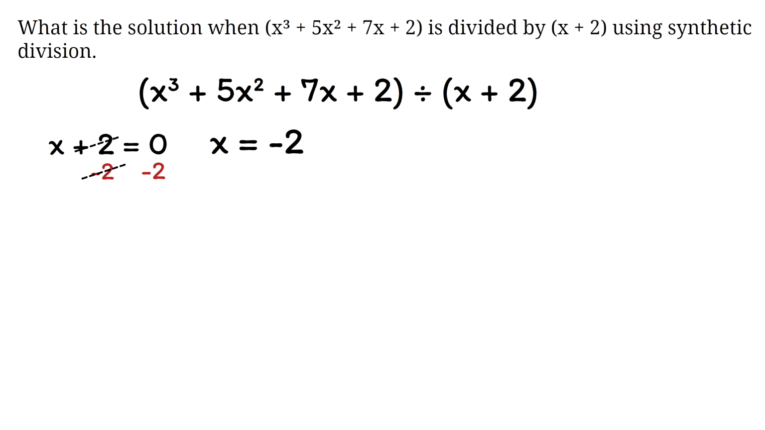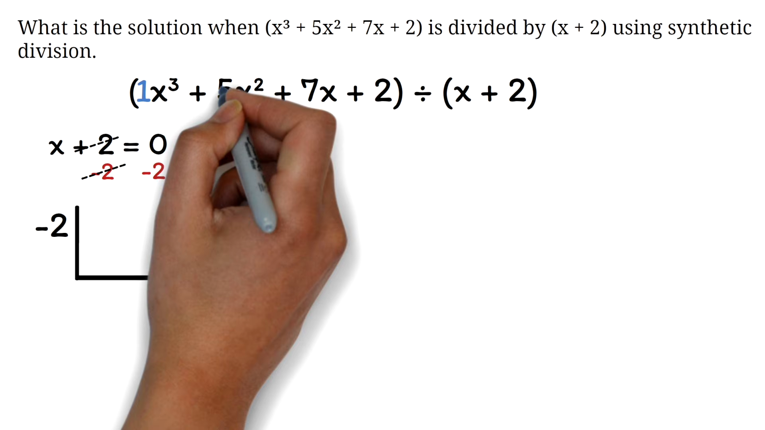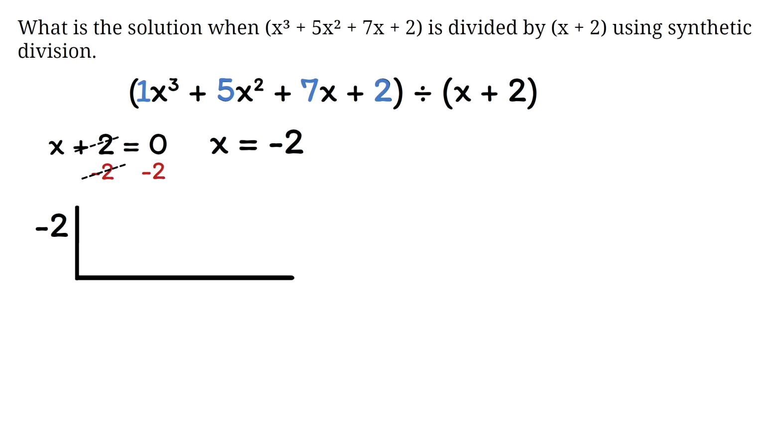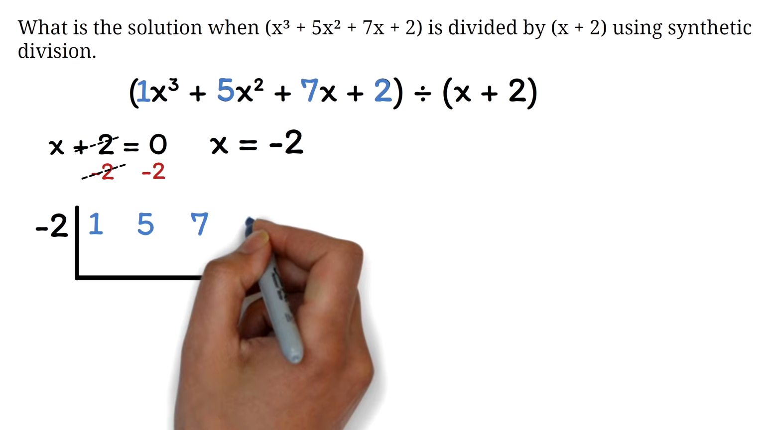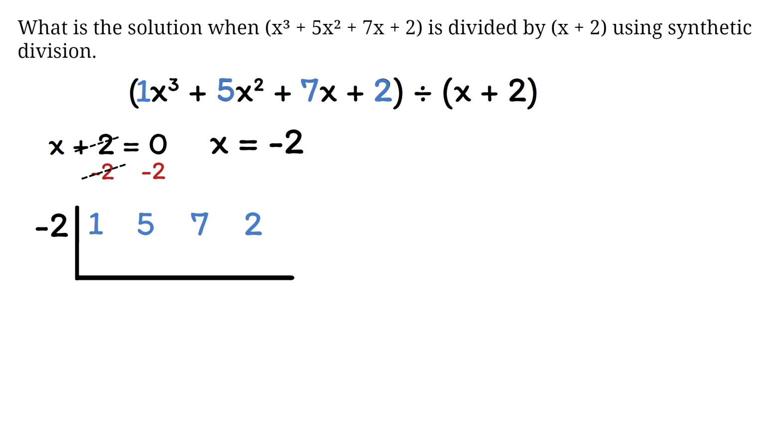Next, to set up for synthetic division, draw a vertical and horizontal line and place the minus 2 at its top left side. Then within the line, you write down the coefficients of the terms of the polynomial that is being divided. In this question, the coefficients of the polynomial being divided are 1, 5, 7, and 2, so we write them here. Next, to perform the synthetic division, we follow 3 simple steps.